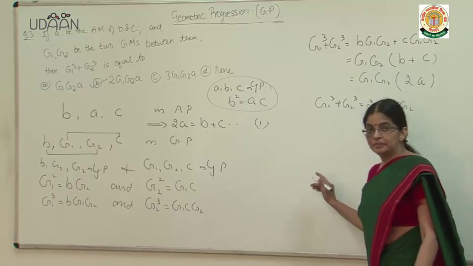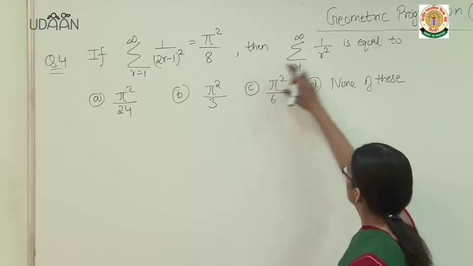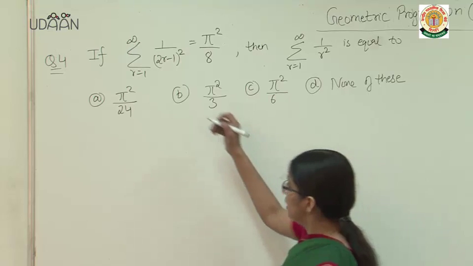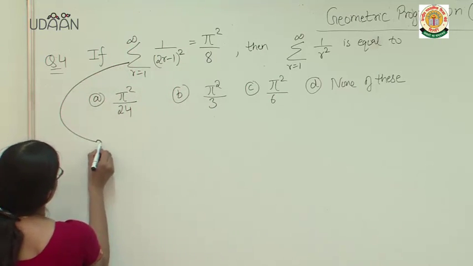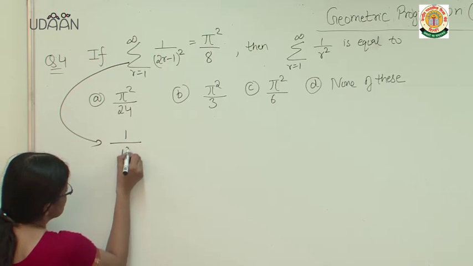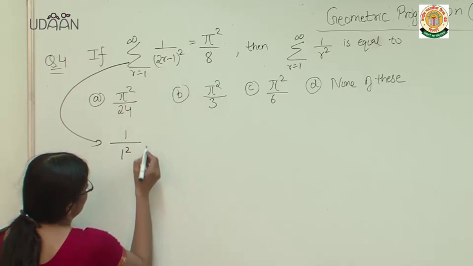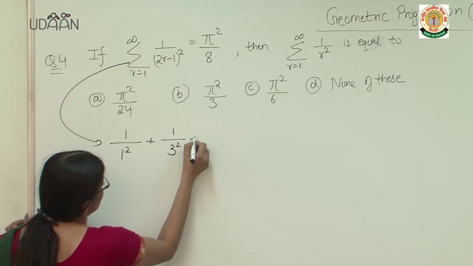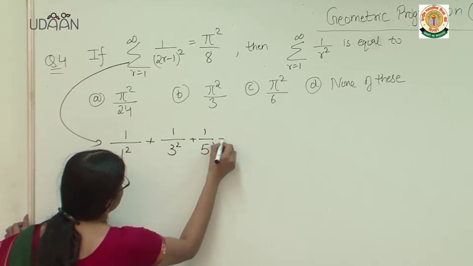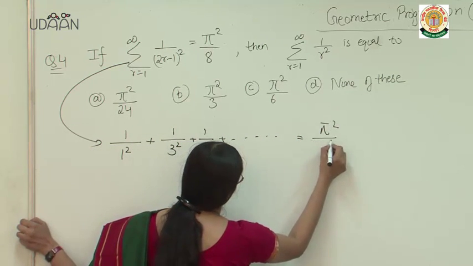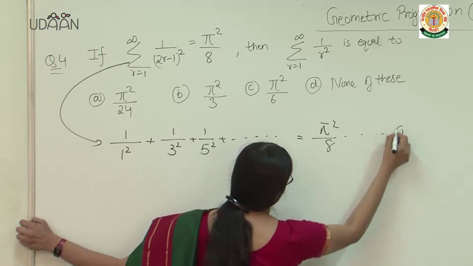Shall we proceed? Next question. You are given the value of one series, and we have to find the value of another. Let us open the sigma, putting r equal to 1. What you will get? 1 by 1 square, r equal to 2, 4 minus 1, 1 by 3 square, plus 1 by 5 square, plus etc. It is given to be pi square by 8. Let us call it equation number 1.